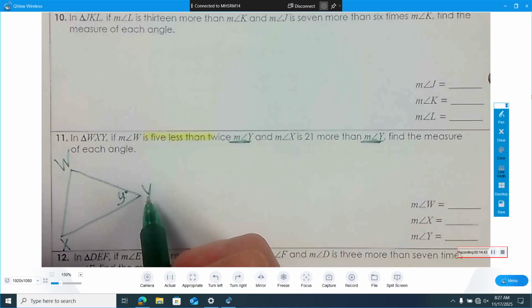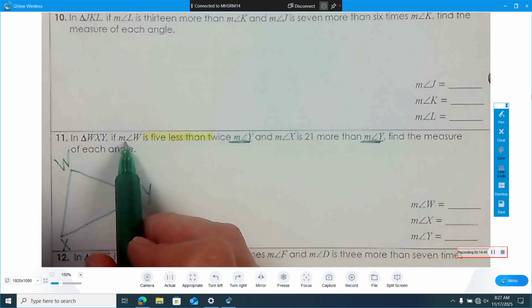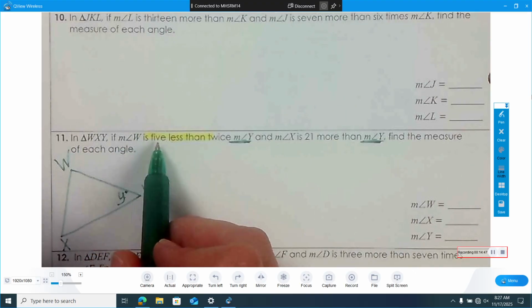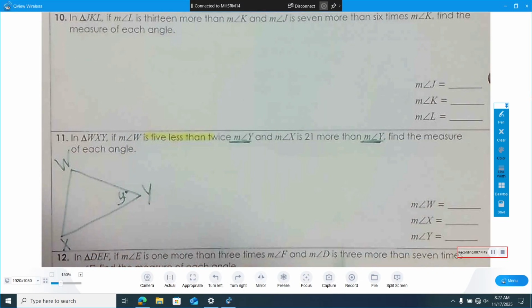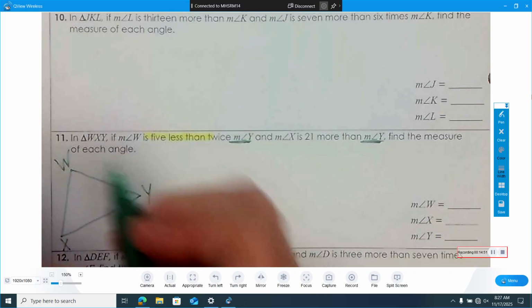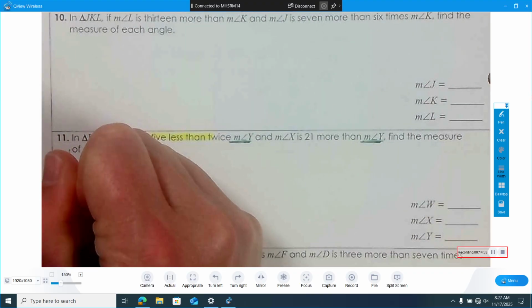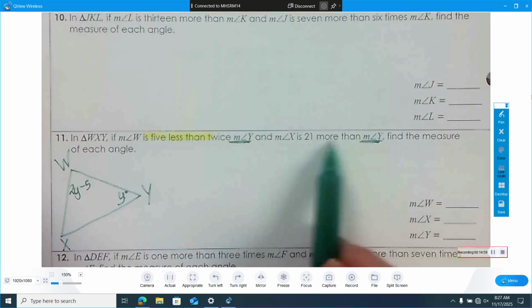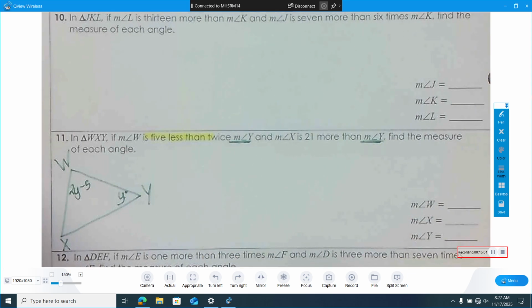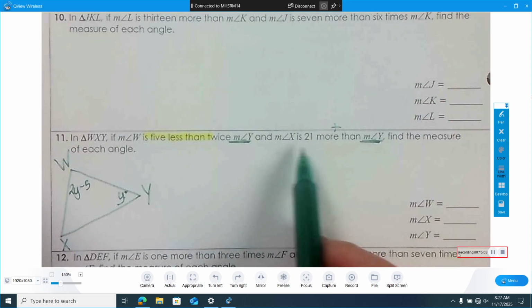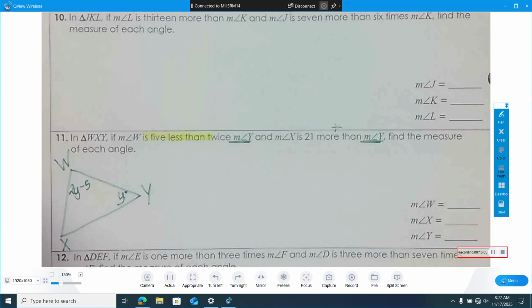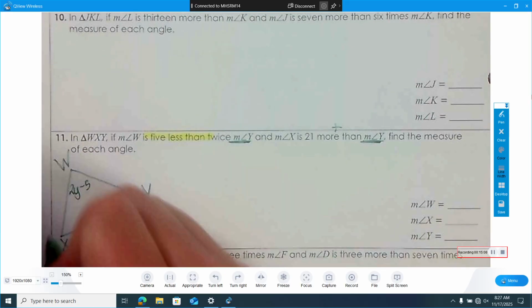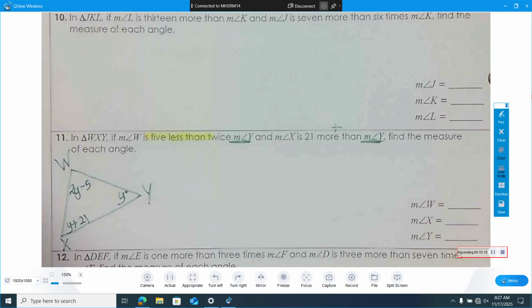All right. So then what can I call W? W is 5 less than twice the measure of angle Y. 2y minus 5. So W is 2y minus 5 degrees. All right. And then the measure of angle X is 21 more than. What's more than? Addition. 21 more than the measure of angle y. What should I write for that? Yeah, y plus 21. Beautiful.